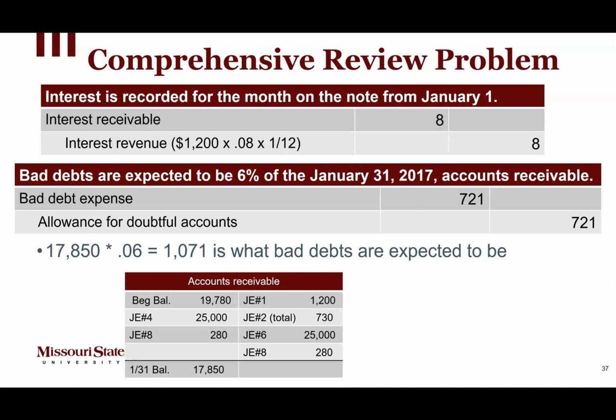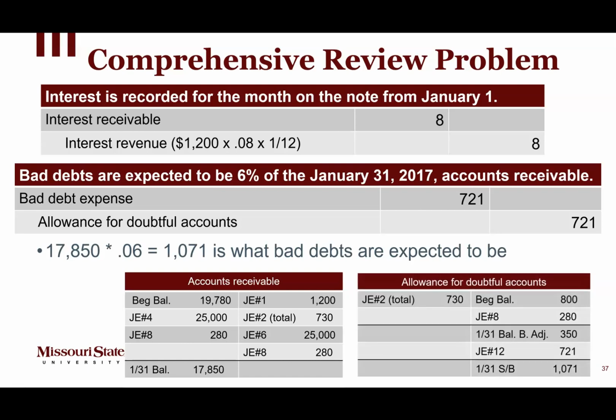This is the calculation for that. So if it's telling us 1,071 is what bad debts are expected to be, this means that we did not have that amount in our allowance for doubtful accounts. It looks like we had $351 or $350 there on January 31st. So we needed to increase that by $721 to get it up to our expected bad debt.